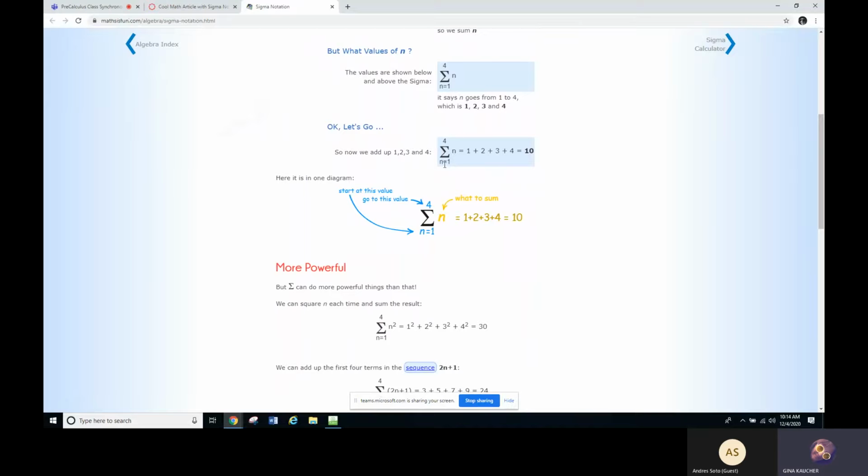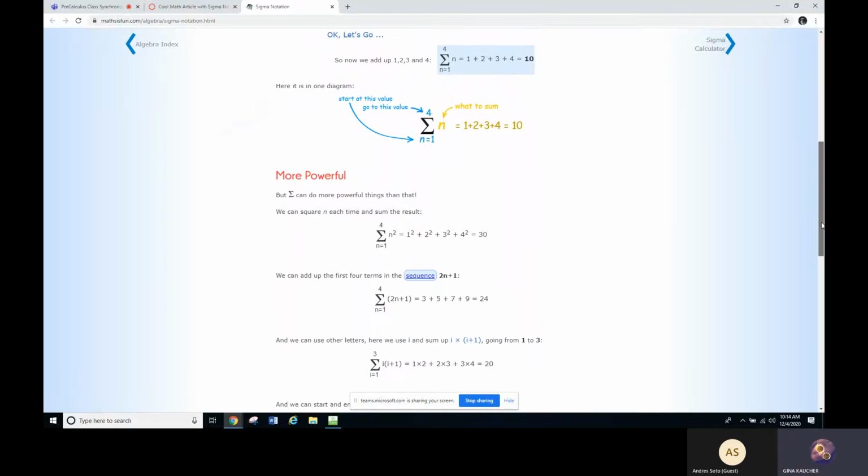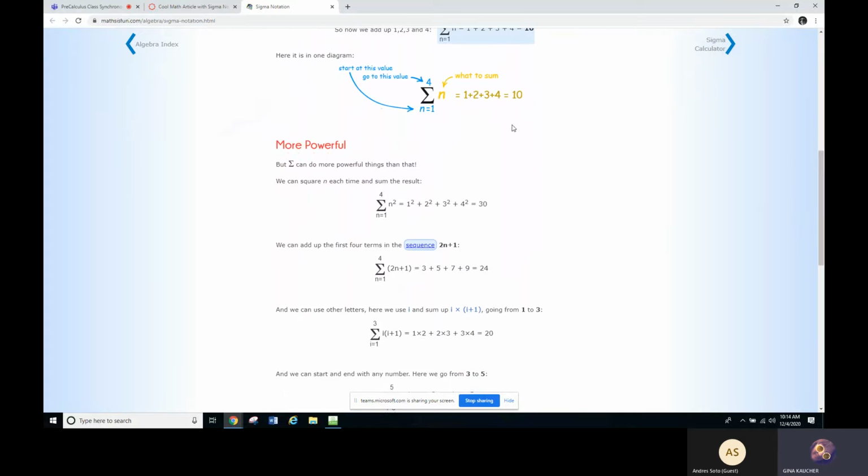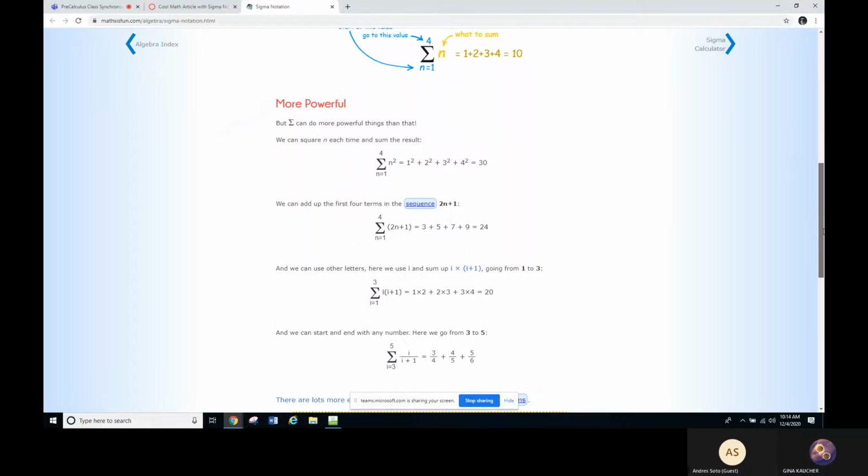For example, n equals 1 to 4, and your rule here is just n. So you put 1 in for n, plus put 2 in, 3, and 4, and then add them together. 1 plus 2 plus 3 plus 4 is 10. And then, of course, it gets a lot fancier. But this shows you which value to start with and which one to end with, on the bottom and top of the sigma symbol.